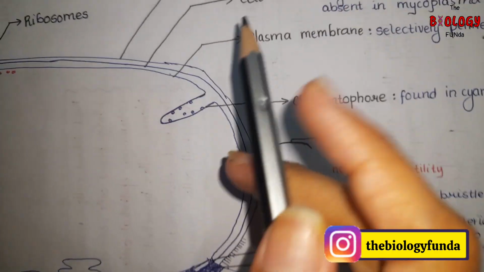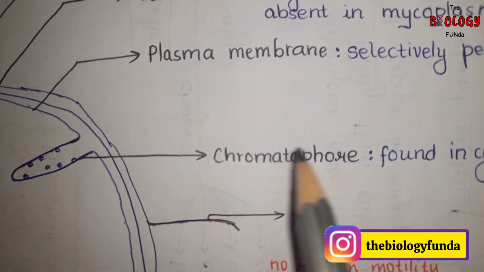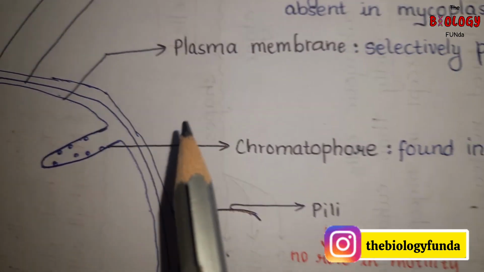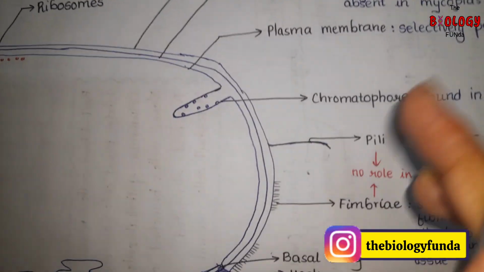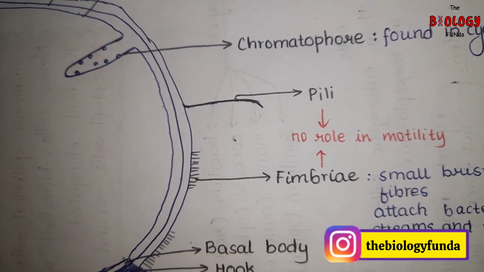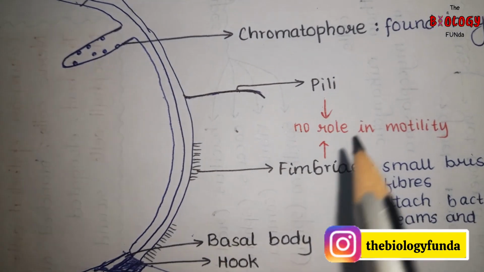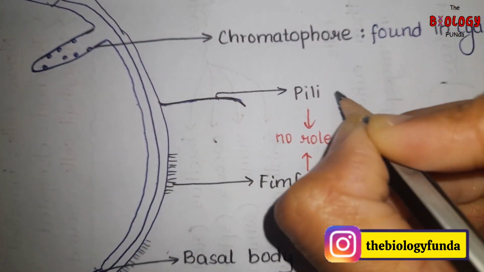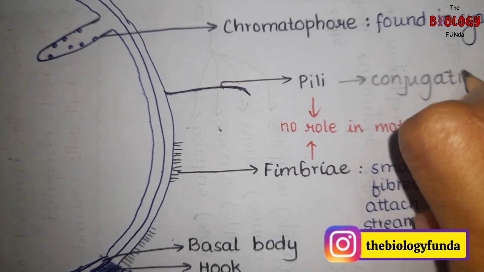Now in cyanobacteria you will find another kind of extension of plasma membrane called as chromatophore, which contains pigments. These pigments help in photosynthesis in cyanobacteria. Then you will find other structures like pili, fimbriae. They have no role in the motility. They will not help the bacteria to move. Then what is the function of it? This pili, it helps in the conjugation, that means transfer of DNA.